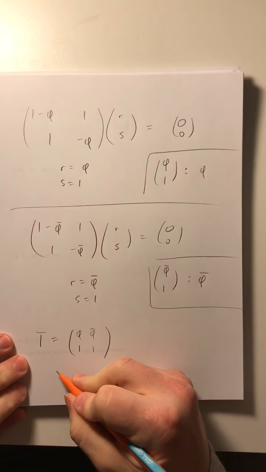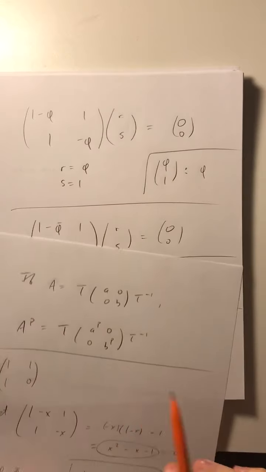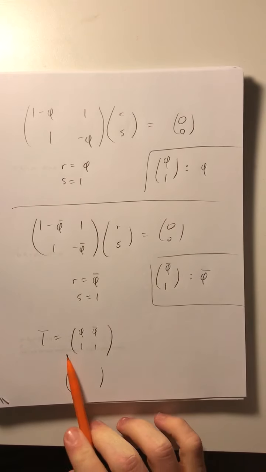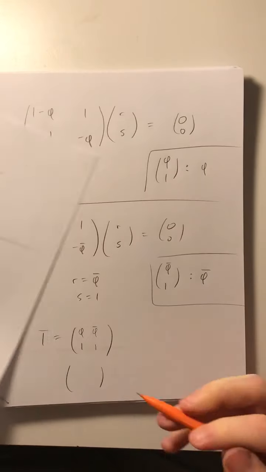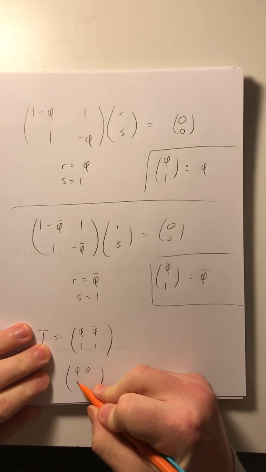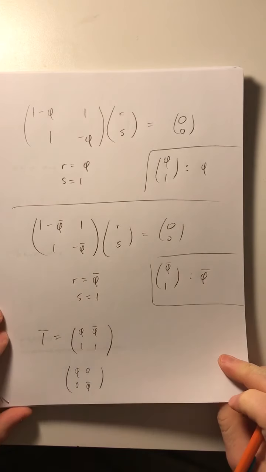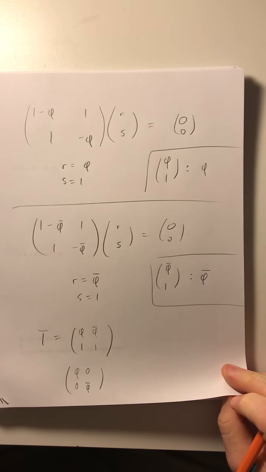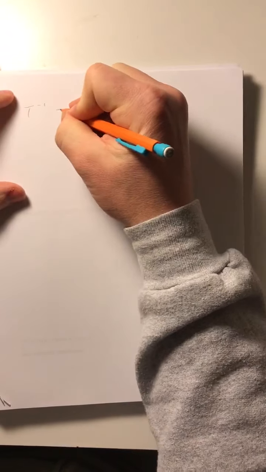My diagonal matrix: I'm trying to take this 1, 1, 1, 0 and write it like this, and I already found T. Now I need to know the A and the B. Oh, that's what these are. This one's going to be the A, and this is going to be the B. So I'm going to have phi, 0, 0, phi bar. Then I need to know T inverse.